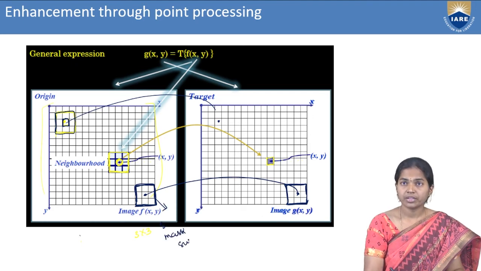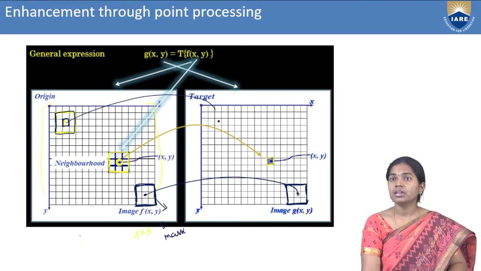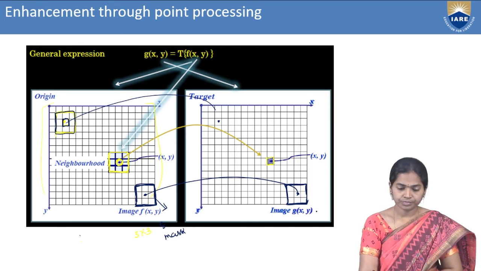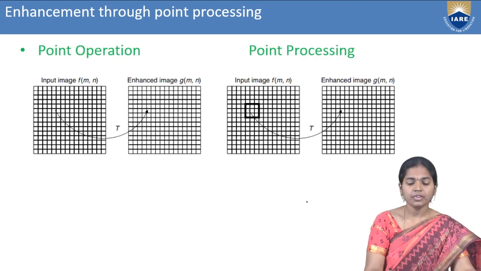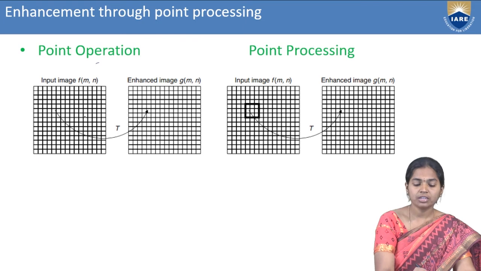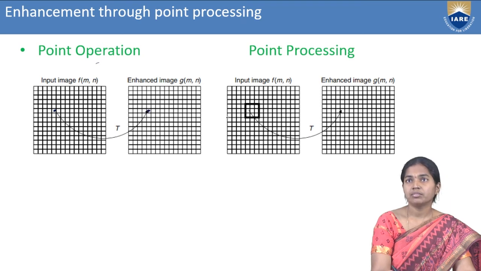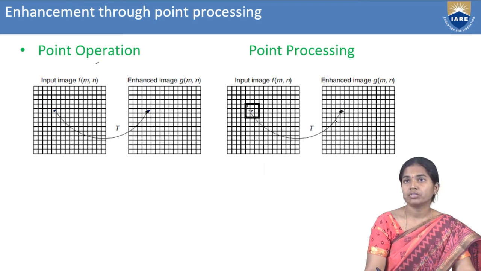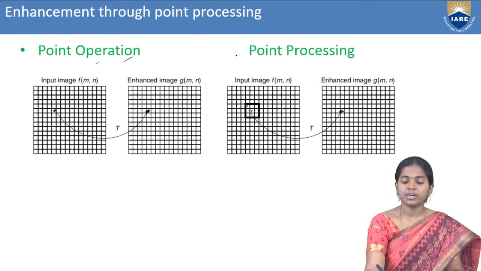So this is the mask or sub image. Apply the mask on this original image, and whatever the resultant is, it is stored in the same location of the target image. Here the target image is represented with g of x comma y. Now, this is the example for point operation. Here f of m comma n is the input and the output is g of m comma n. I am applying the function here, and the resultant is stored in the same location. Here I am applying a mask, and whatever the resultant is, it is stored in the same location of the target image. These are examples for point operation and point processing.